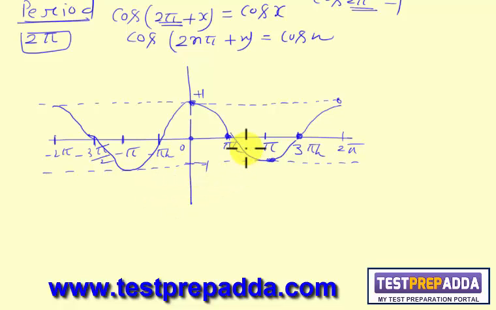Okay, so here also in the same manner you can see the graph repeats. The graph repeats after an interval of 2 pi. So 2 pi is the period, and this is the graph of y is equal to cos x. Okay, now I'll talk about the graph, domain, range, and period for tan x.